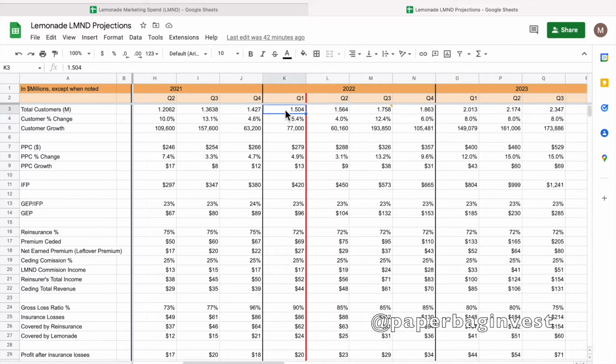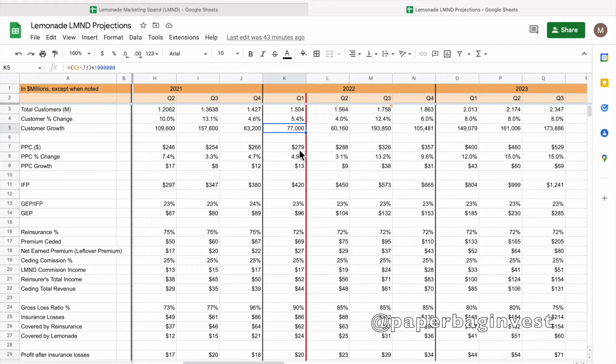So let's walk through Q1 of 2022 and the next quarter of this year, Q2 of 2022. At the top here we have customers of 1.5 million, and I show the percent change growth for this top line metric, which is how much customers are growing on a quarter over quarter basis. They grew 5.4%, adding 77,000 customers, and got to 1.504 million customers over 1.427.